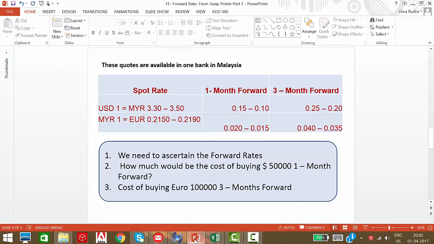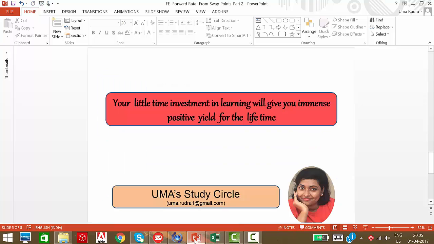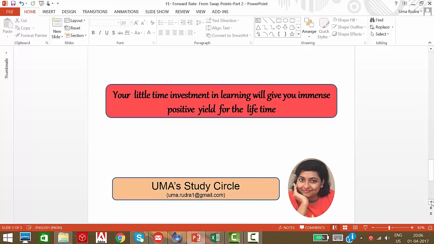So we have seen how to determine forward rate based on swap points, and then how to determine cash flow based on buying and selling of foreign currency. Yeah. Thank you.